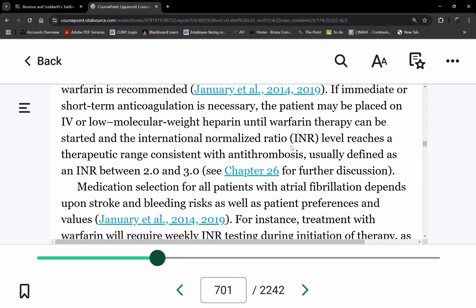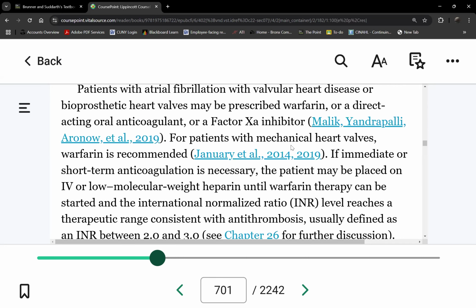So here's our target. If you are on warfarin, so here's the factor 10A inhibitor, these guys right here that have XA in their name. For warfarin, the target INR is between 2 and 3. Okay, for AFib, it's 2 to 3. So that's quite high. That's your bleeding time.